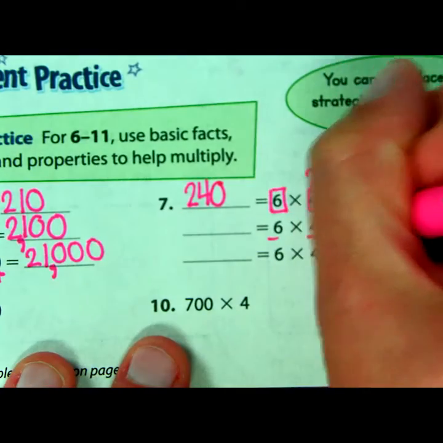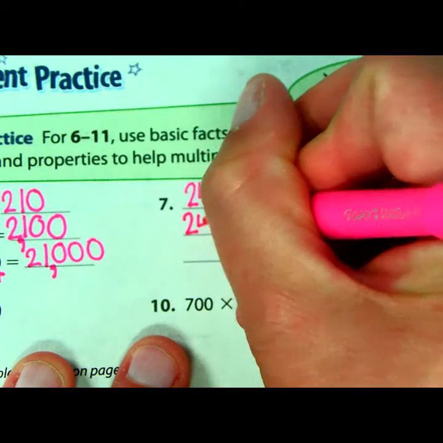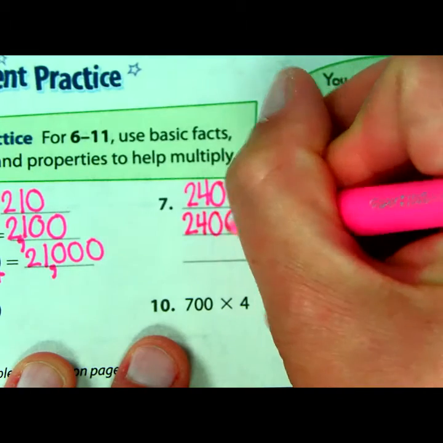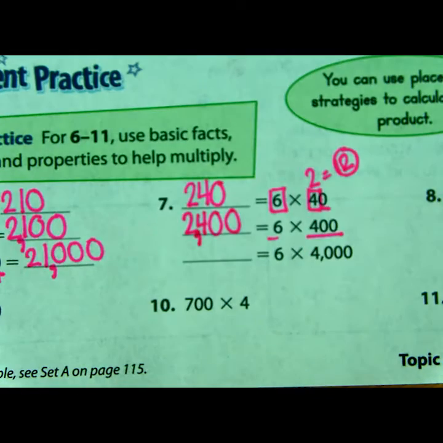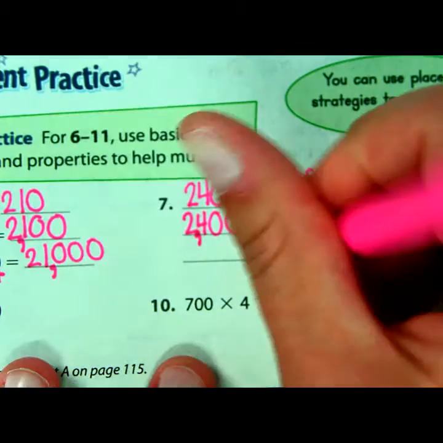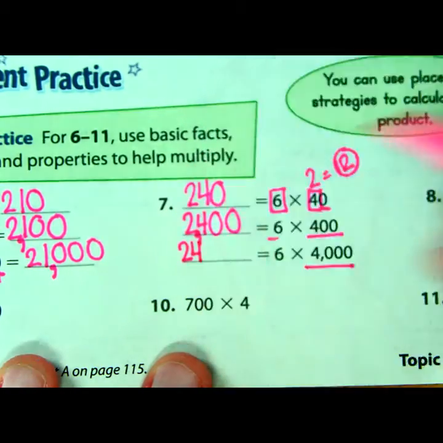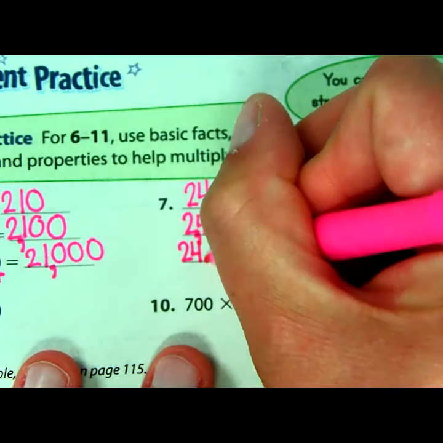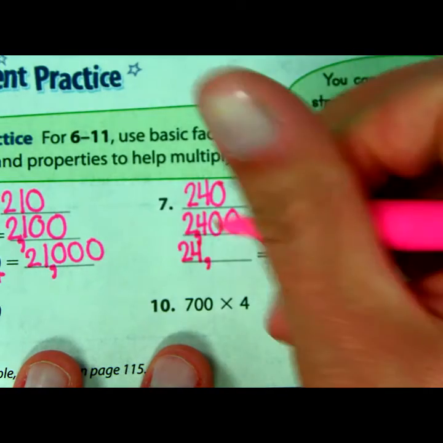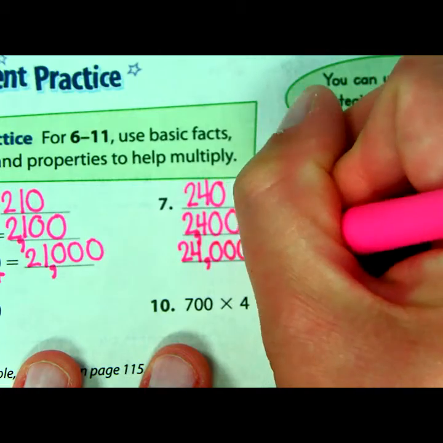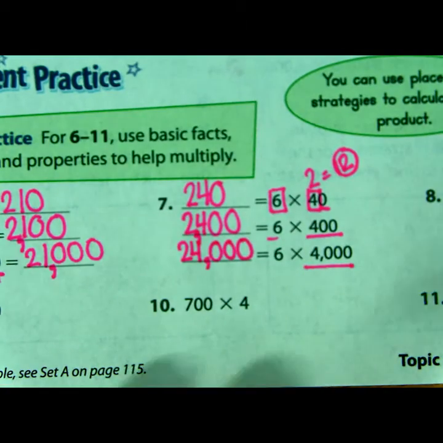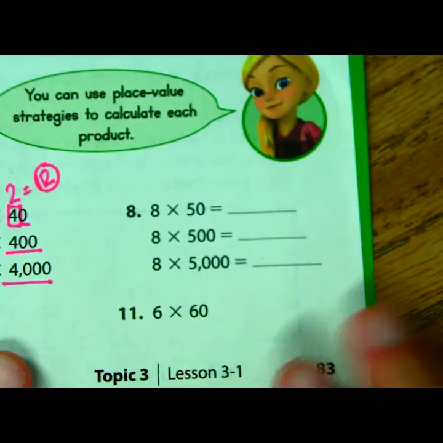Now if we multiply by 400, we still have 24, but we have 2 zeros to add. That is a product of 2,400. And last but not least, multiplying by 4,000, we're still using that basic fact of 24, but now we're multiplying by in the thousands, so we have 24,000. Moving right along, problem number 8.